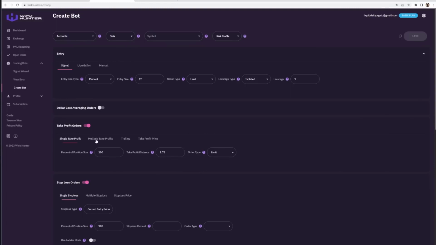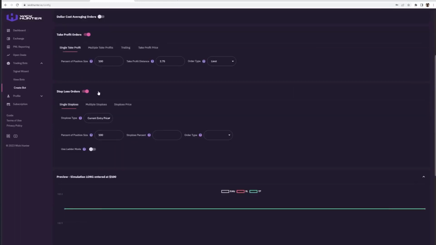Now, if you want multiple take profits, trailing stop loss, or if you want to set a flat take profit price yourself, you can do that here. The stop loss works exactly the same.